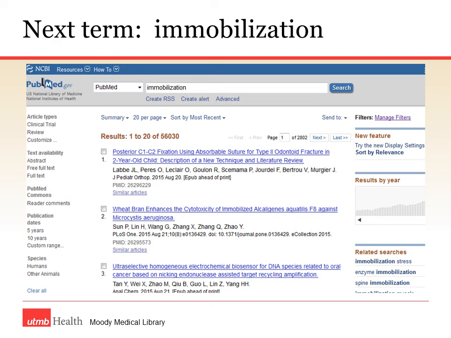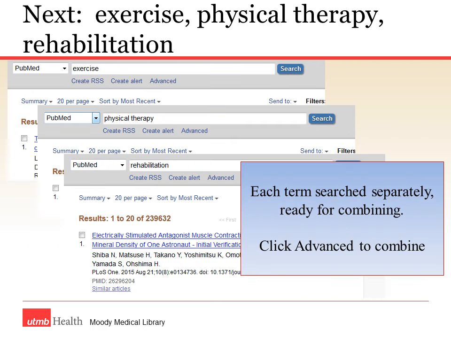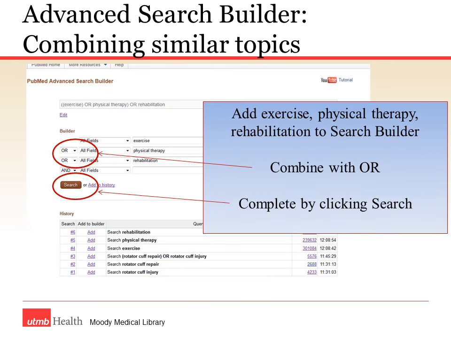Our next term, immobilization. I've typed immobilization in the PubMed search box. I click search. Next, let's type in exercise, physical therapy, rehabilitation. I've searched each term independently. I'm ready to combine. I'll click advanced.